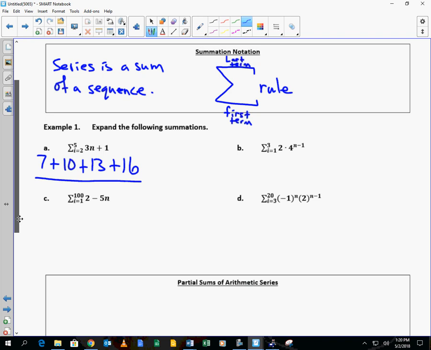Just leave it. It just says expand. That's the direction. I apologize. A lot of times I is used and a lot of times N is used. I should have made them the same.